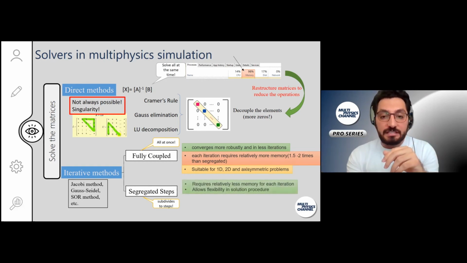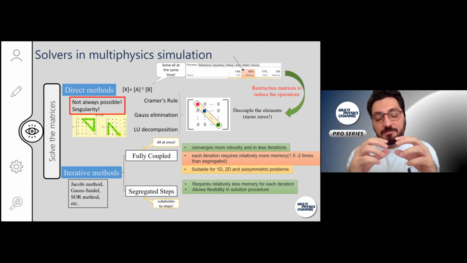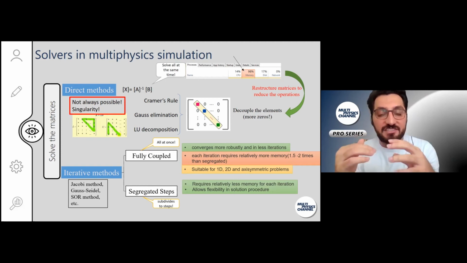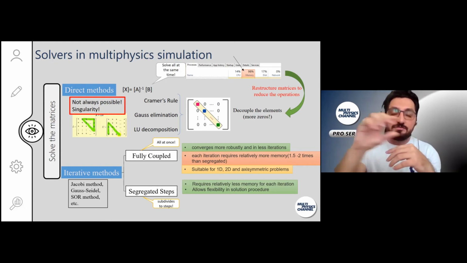But segregated steps require relatively less memory for each iteration. But as I mentioned, the number of iterations should be more. And it allows flexibility in the solution. For example, I can subdivide the matrix based on the physics that I have. Imagine that I have airflow and then heat transfer. I first solve for the airflow and then go for the heat transfer.